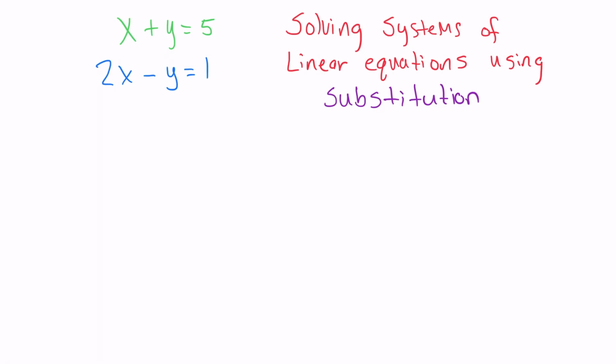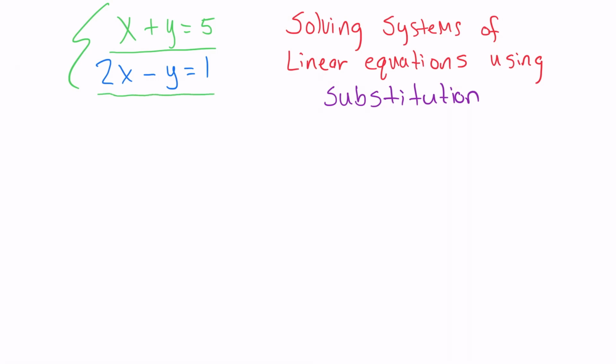Looking at this example I have here, we have x plus y equals 5 and 2x minus y equals 1. These together make a system. We are looking for a solution that satisfies both of these equations for both x and y. So if I plug a value in for x, it'll make my first statement true, and as well for y, and same for the second. If I plug a value in for x and y, it'll make that statement true.